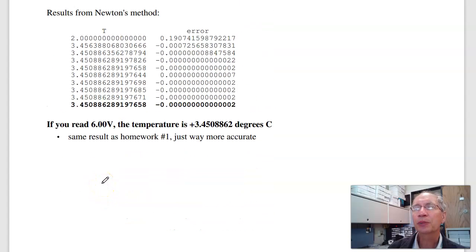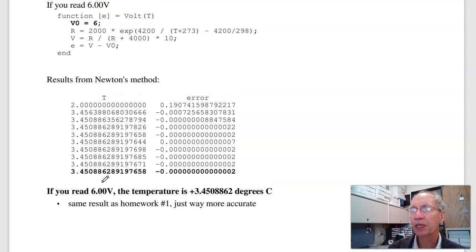So that is homework set number 2 for ECE 111. And note, Matlab is really, really useful. Using numerical methods, I can solve one equation, one unknown. Same thing you're going to do in Math 103 Algebra, where you solve one equation, one unknown. In algebra, you do manipulation to try to solve. Using numerical methods, I can check my answer. If I solve these equations to find temperature given voltage, I should get 3.45088 degrees Celsius.